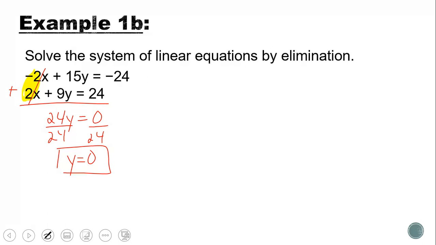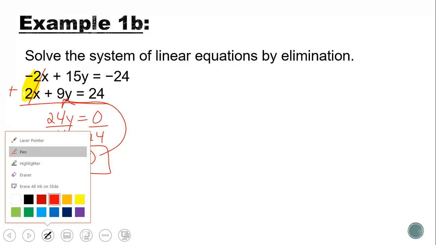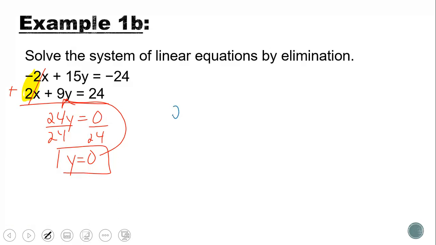Plug into either one of your equations, doesn't matter which one. Today I feel like plugging into my bottom one, and I'm going to plug it in for y. Make sure you plug it in for the correct variable. So then you're going to get 2x plus 9 times 0 is equal to 24. Well, 9 times 0 is just 0, so I'm going to get 2x is equal to 24. Divide by 2, and you're going to get x is equal to 12.